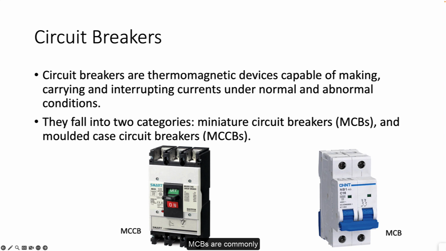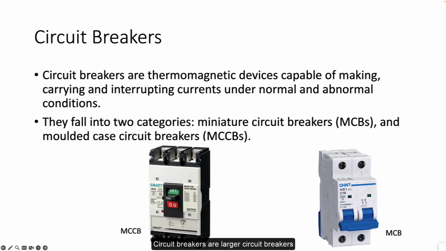Miniature circuit breakers are commonly used in most electrical installations to protect final circuits. These circuits typically supply power to outlets, lighting, and other end-user devices. Miniature circuit breakers, or MCBs, are designed to handle lower current capacities and are more compact in size compared to other types of circuit breakers.